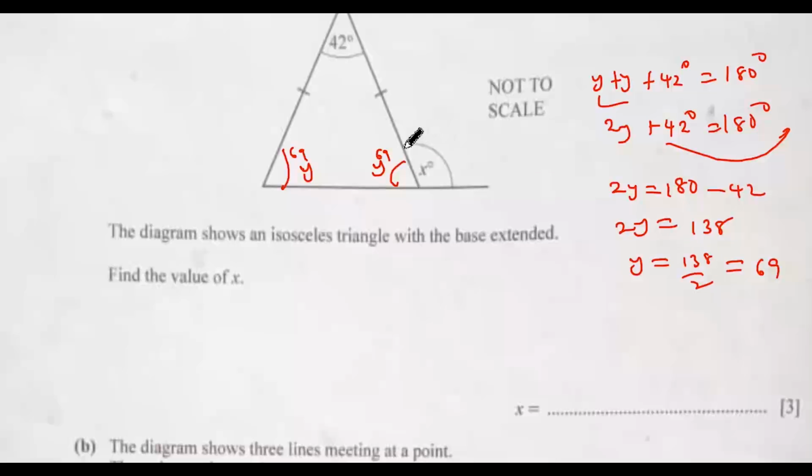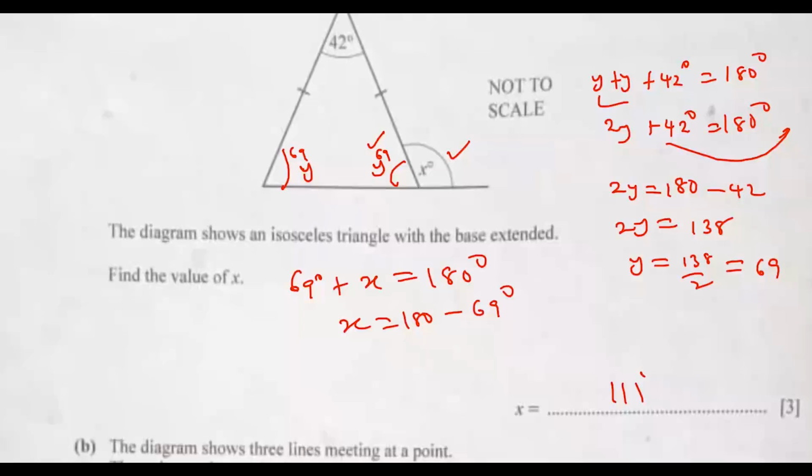So we know that angles 69 degrees, this one, and angle x degrees add up to 180 degrees because they are angles on a straight line. So 69 degrees add x equals 180 degrees. So x will be equal to 180 degrees minus 69 degrees, and x will be equal to 111 degrees.